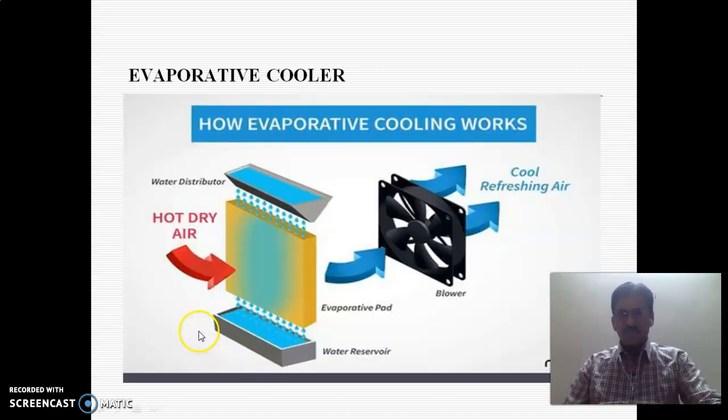So if you see the basic working of this evaporative cooler, here you can see that evaporative pads are there, and on the evaporative pads we distribute the water. When we spray this water on the evaporative pads, it is collected again at the bottom of the pad in a water reservoir. The hot air which is coming is passed through this evaporative pad, driven by the blower, and it becomes cool because of the hot air coming in contact with the water distributed on the evaporative pad.